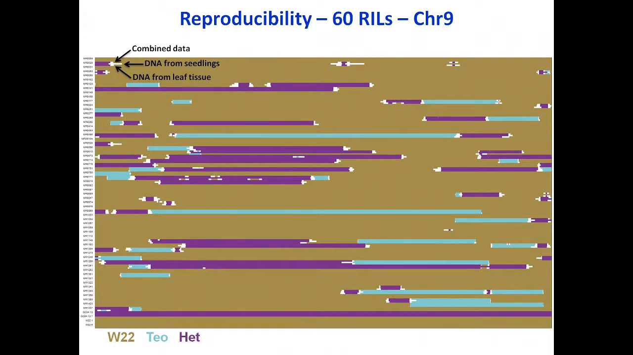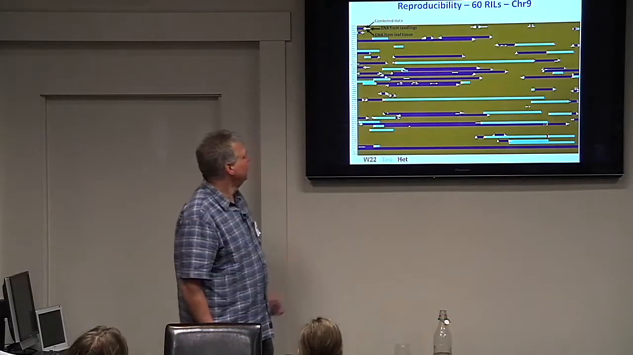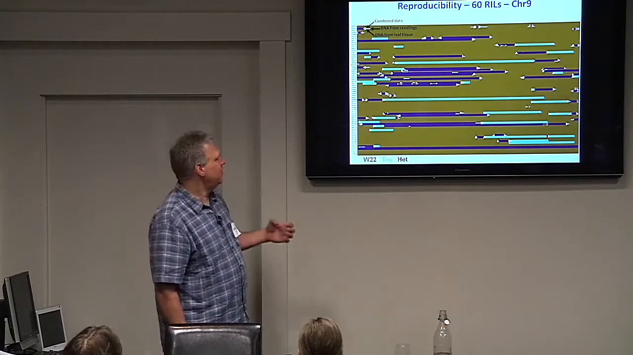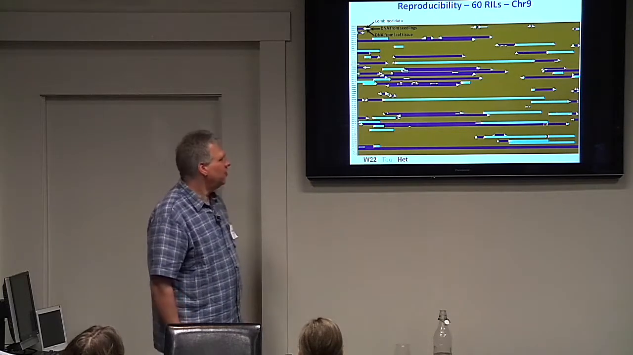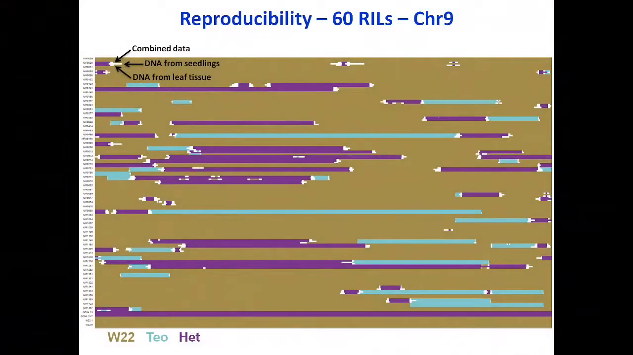And this just shows that in general you get really good reproducible results. It's not perfect, but it's pretty good. And I think when you get some differences, it's probably because of lower coverage, so I'm not as sure how to call things. It might be more of that than the lack of reproducibility of the GBS assay itself.